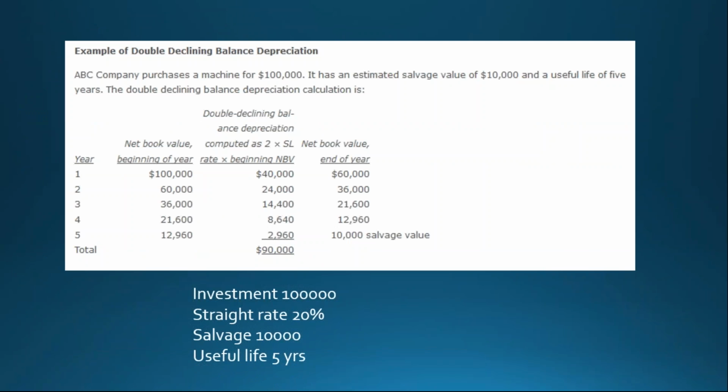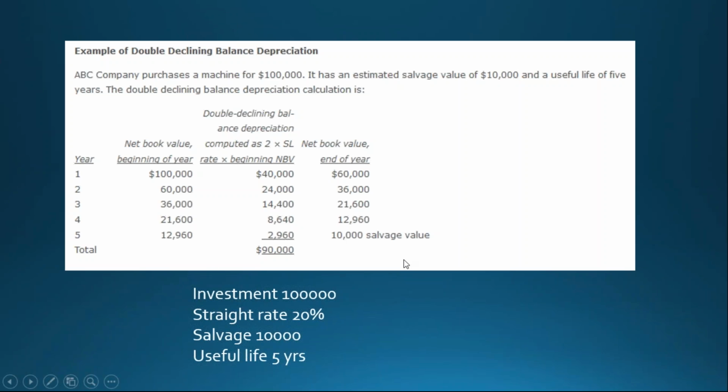Okay, so let's move on to double depreciation. And here's an example of double declining balance depreciation. The key here is the same as it was in straight line: the first thing that you're going to do is calculate the depreciation rate, the rate of depreciation. That's the first thing that you're going to do.